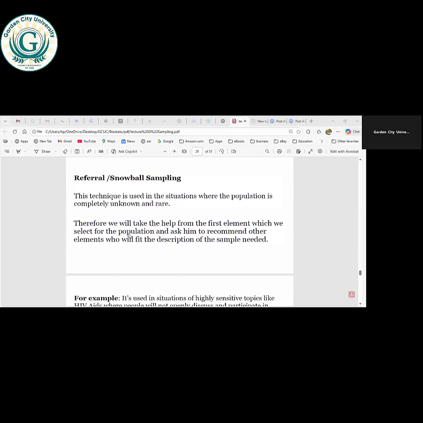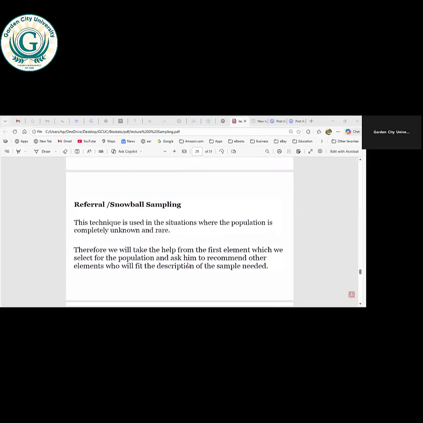Now, the last for the day is what we call referral or snowball. For the referral or snowball, what you have to do is first identify one person or one element from the population, and he or she will recommend you to the other element or individual in the population. So you get your sample size.